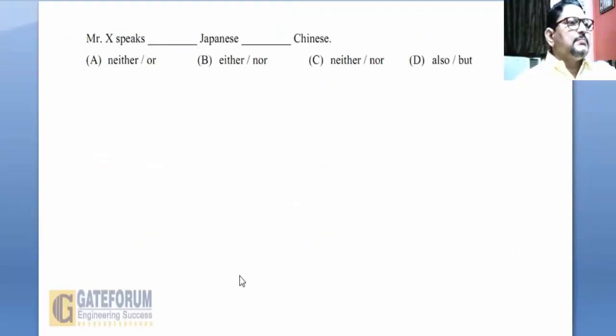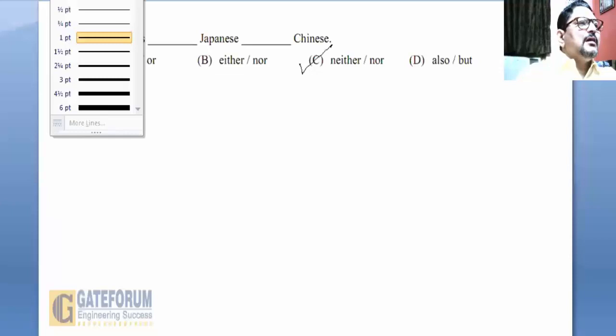This was actually question number 1, and as you can see, it is a verbal ability question, which says: Mr. X speaks dash Japanese dash Chinese. So here the correct option would be Mr. X speaks neither Japanese nor Chinese. He doesn't speak either, so that is given in this form. So neither Japanese nor Chinese would be the right option that we should pick here.